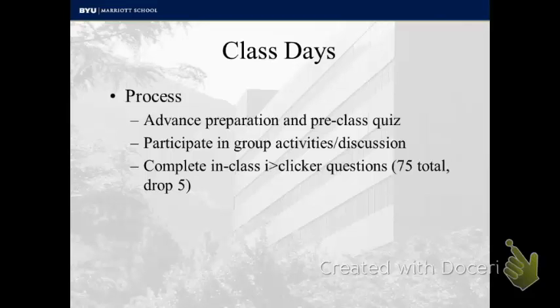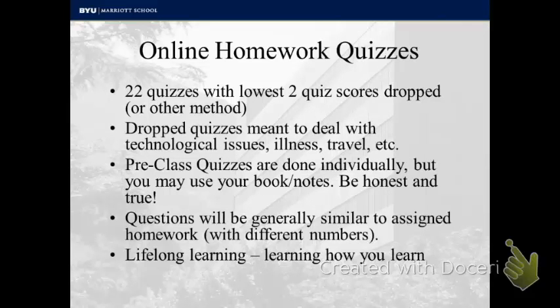Online homework, those are the pre-class quizzes that happen every day. There are 22 total for those. They're all 10 points apiece, and we will drop your two lowest scores. Those drop quizzes are meant to deal with any technological issues that you have mid-quiz, any illnesses, any travel, and you can't get online.